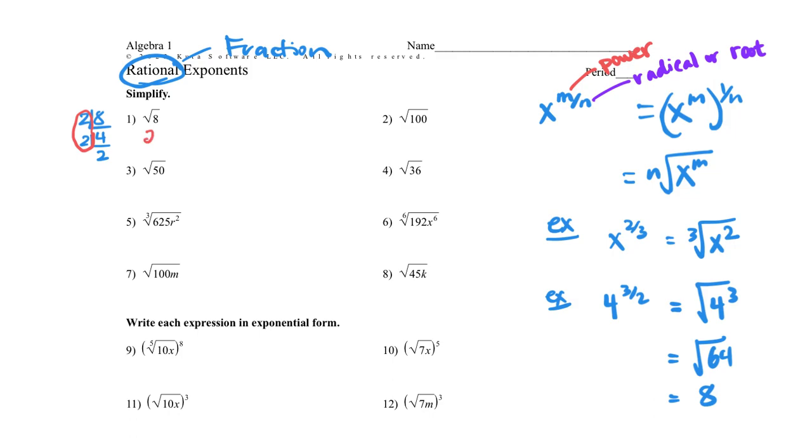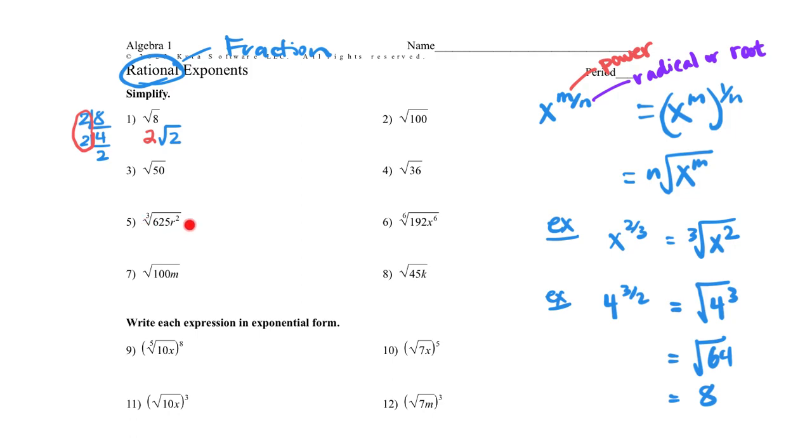Square rooted would be 2. That comes on the outside. What is left over is left on the inside. So the square root of 8 is the same thing as 2 root 2. And you can do that for any pair, any square root.